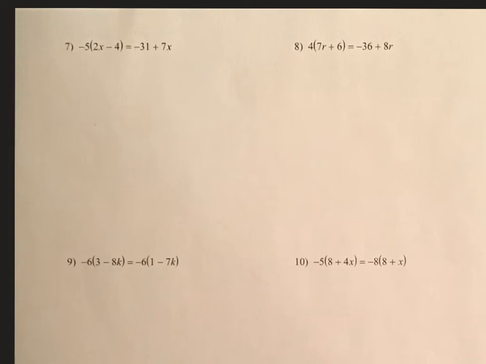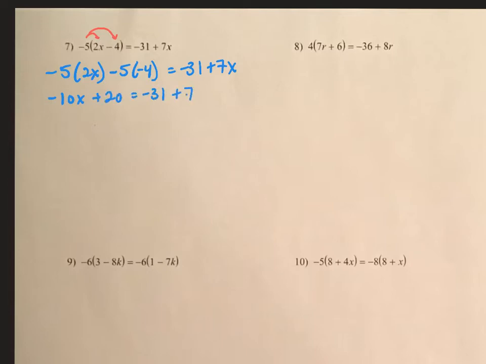Okay guys, let's get started on number 7 on our test review part 1. Using the same steps that we have on the front side of the page, we're going to distribute first. So use distribution here on this left side. I have a negative 5 times 2x and a negative 5 times negative 4, and that's equal to negative 31 plus 7x. That simplifies to negative 10x. Negative 5 times negative 4 is plus 20 equals negative 31 plus 7x.